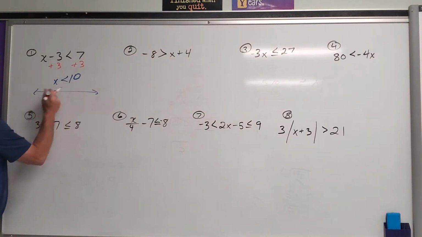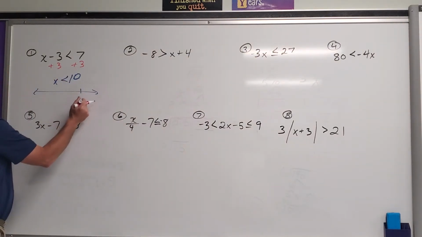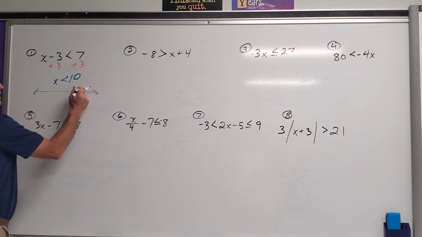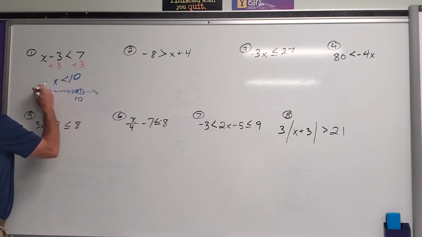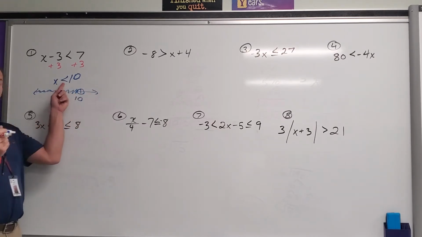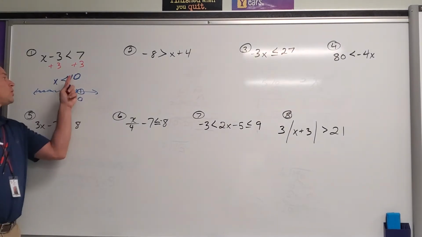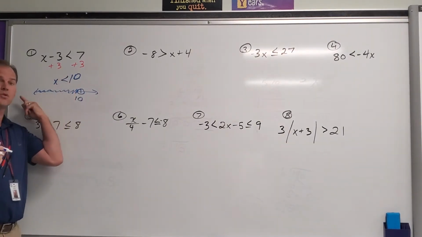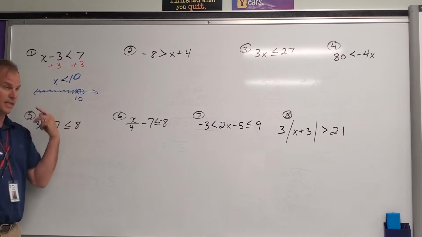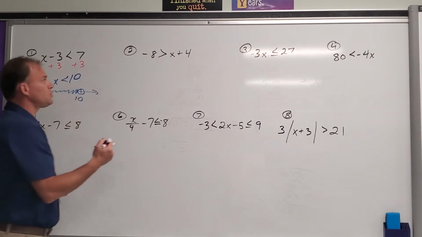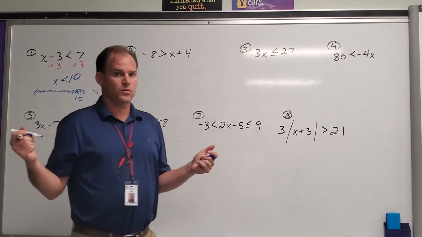So this is going to be an open circle on 10, shade to the left. We know it's an open circle because it doesn't have the line underneath it. We know we're shading left because that's the direction the arrow is telling me. It's a less than sign. Number 2. Basic rules still apply.